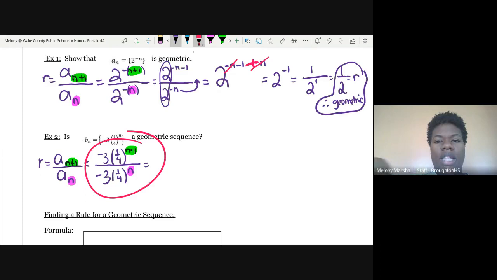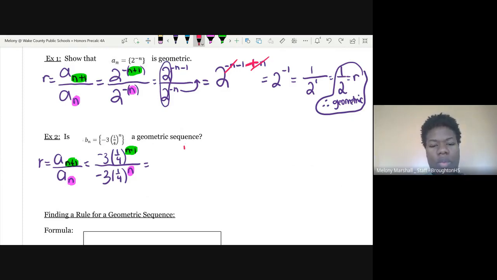Unlike the one before, we didn't need to distribute. It's going to stay with the 1/4. 1/4 will still have the n plus 1. The only thing I could do differently is get rid of the parentheses, but I don't want to do that because the 4 is going to the n plus 1 as well. So no need to rewrite. Let's go ahead and cancel. Negative 3 and negative 3 go away. And you end up with 1/4 to the n plus 1.